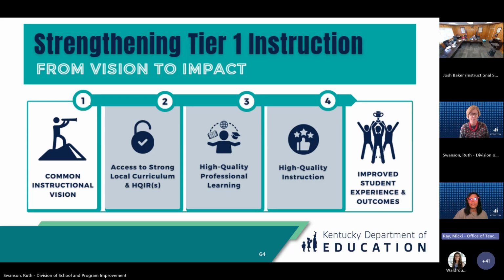And we begin by looking at the strengthening of Tier 1 by having a common instructional vision in place. And then the gray areas are really the bridge work that are in place to support the resulting improved student experience and outcomes. And so the resources that I'll be sharing with you this afternoon are going to fall within that bridge work. So the first one there, access to strong local curriculum that's grounded in a high quality instructional resource. That next step, providing the high quality professional learning or curriculum based professional learning to support teachers in understanding the why behind that resource and also implementing it with effectiveness.